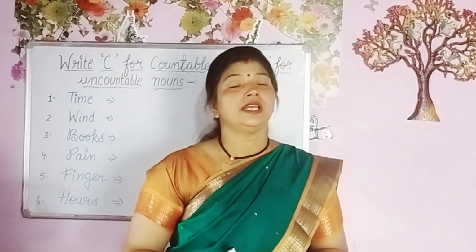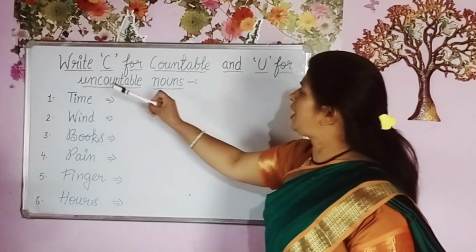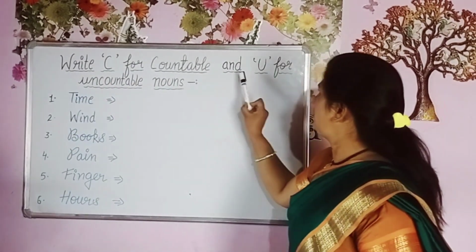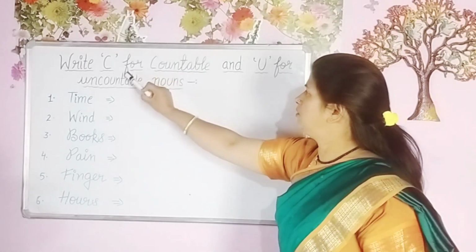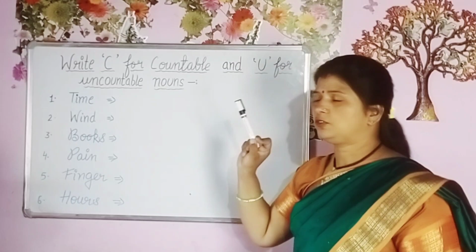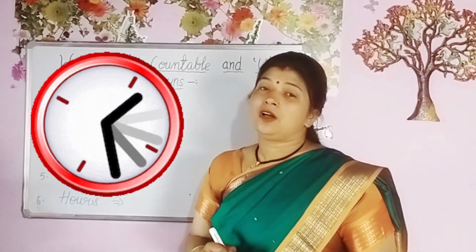My dear students, let's understand countable and uncountable nouns with the help of a few exercises. One exercise I have given for you all: in this, you have to write C for countable and U for uncountable nouns. Okay. So the first one is given: time. So, my dear students, is time a countable noun or an uncountable noun? Now you are very much confused whether we can count time or we cannot count it.